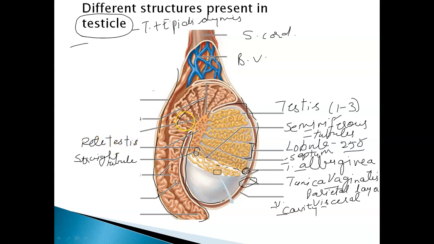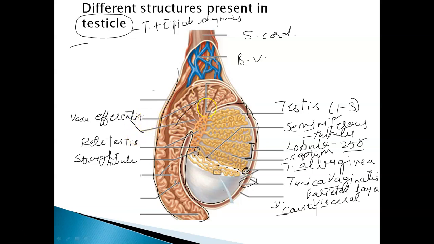Right? We will see the function of all these structures shortly. First we label all the parts, and then I'll tell you the functions one by one. The rete testis then allows the sperms to pass to the coiled part, the epididymis, but before that, the structure which joins the rete testis to the coiled part is known as vasa efferentia. Now these vasa efferentia join the rete testis with the epididymis, right?